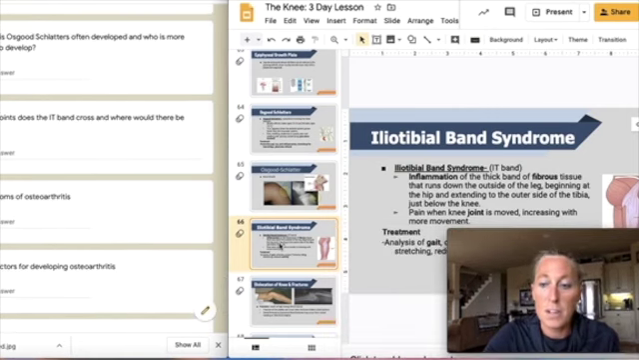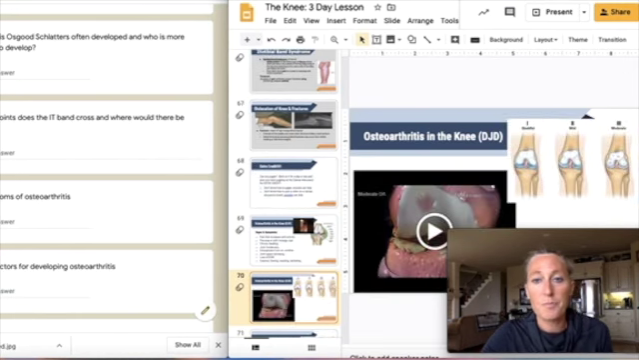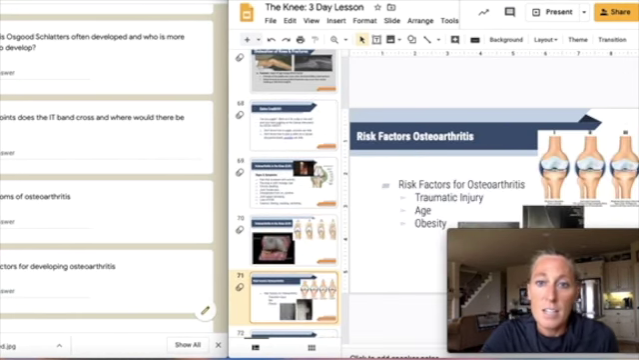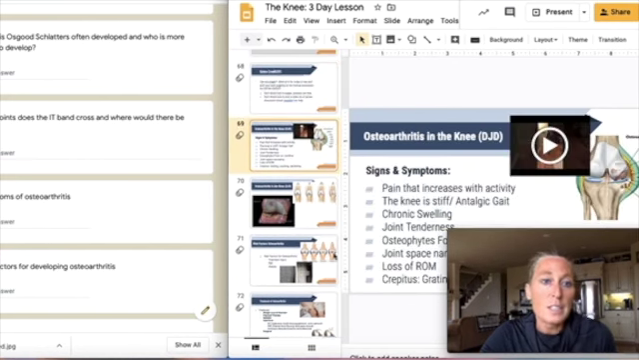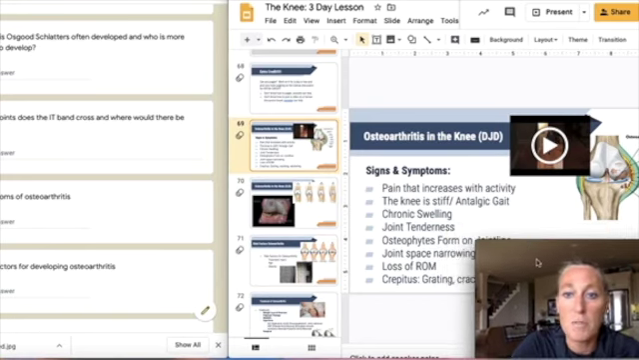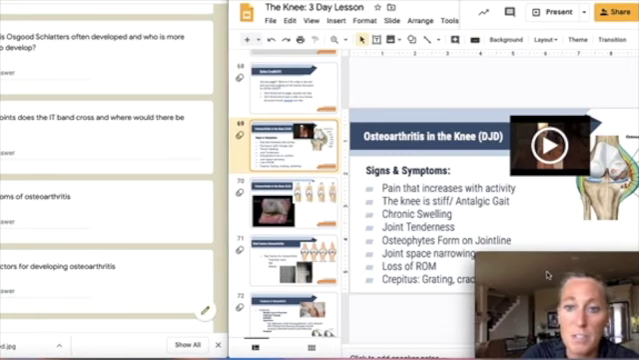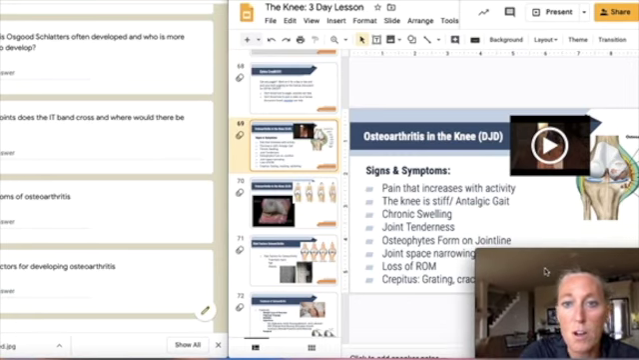Symptoms of osteoarthritis, continuing on. Osteoarthritis of the knee. I think I missed the symptoms. There we go, symptoms. Here's a whole list of symptoms. Pain that increases with activity. The knee is stiff. There's an antalgic gait. Antalgic gait, remember, is where you're not walking well because of the pain, so it changes your gait pattern and how you walk. Chronic swelling, joint tenderness. Osteophytes grow on the joint line that kind of stick out to distribute the forces. Joint space narrowing and loss of range of motion. Crepitus, also the grinding sound or feeling.